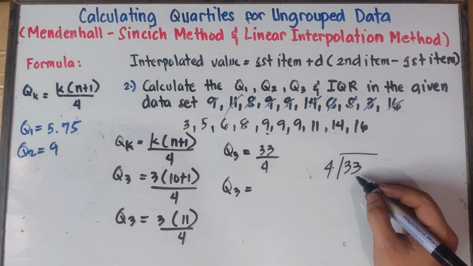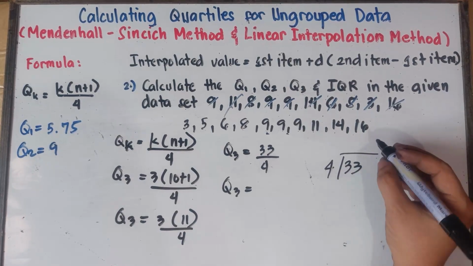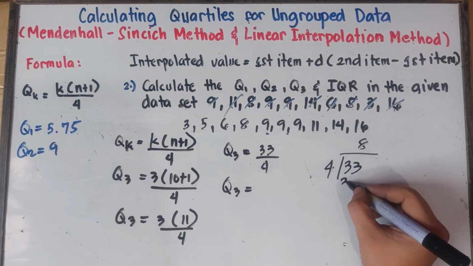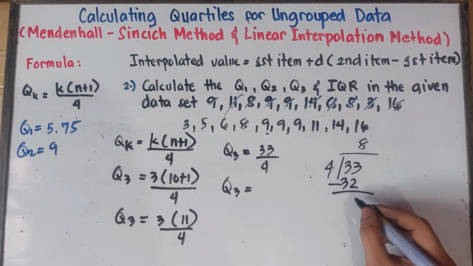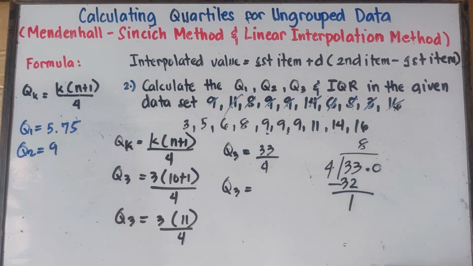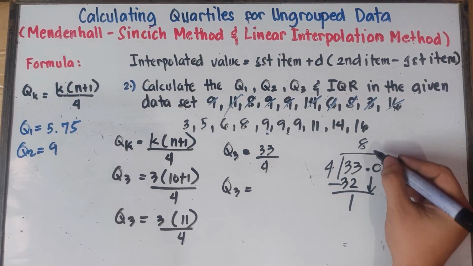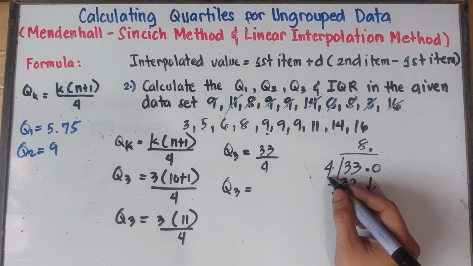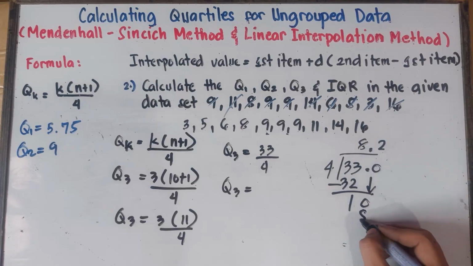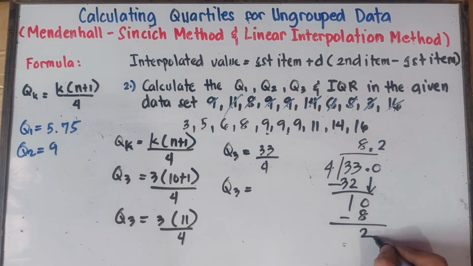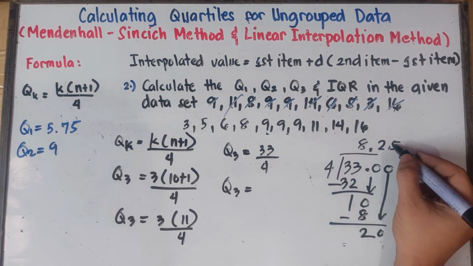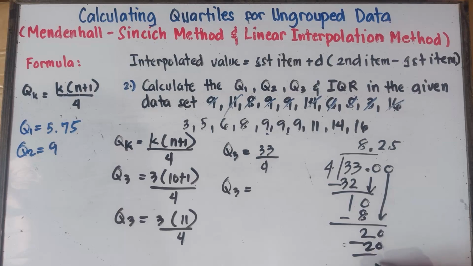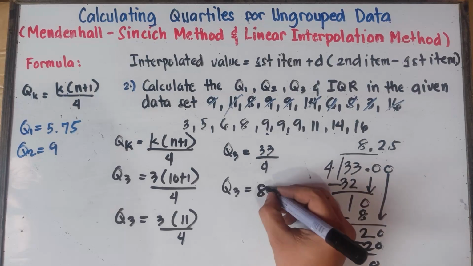Let's do that. 33 divided by 4 is 8, right? 8 times 4 is 32. Subtract, that would be 1. You need to add a 0, so bring down 0 and put a point on the top. 10 divided by 4 is 2. 2 times 4 is 8. Subtract, that would be 2. Add another 0. 20 divided by 4 is 5. 5 times 4 is 20. Subtract, that would be 0. So that would be 8.25.